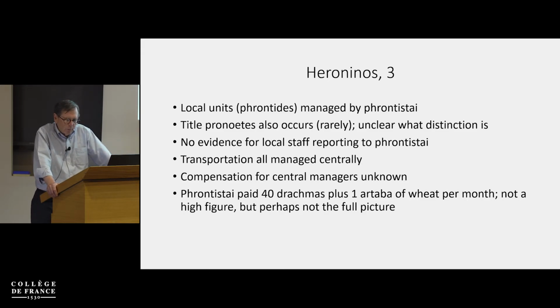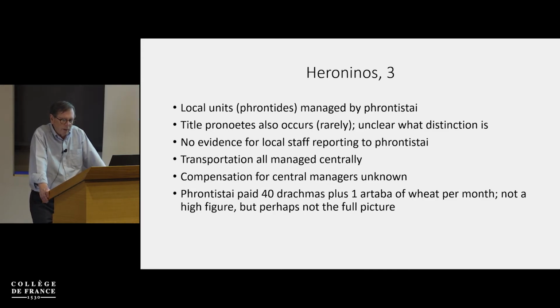The frontistae were paid apparently 40 drachmas plus 1 artaba of wheat per month. This is not an impressive figure, comparable in fact to what a casual laborer made. And it probably does not reflect their full compensation, let alone their entrepreneurial activities on the side, which are well attested.